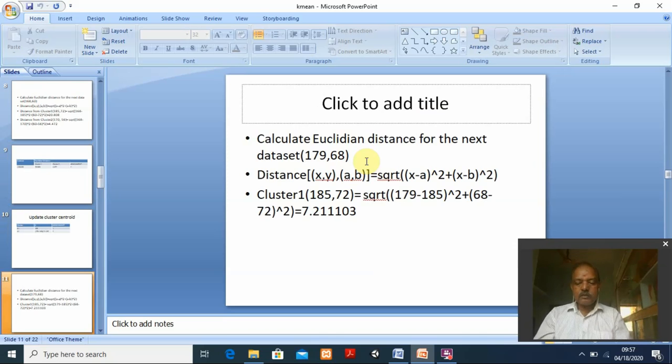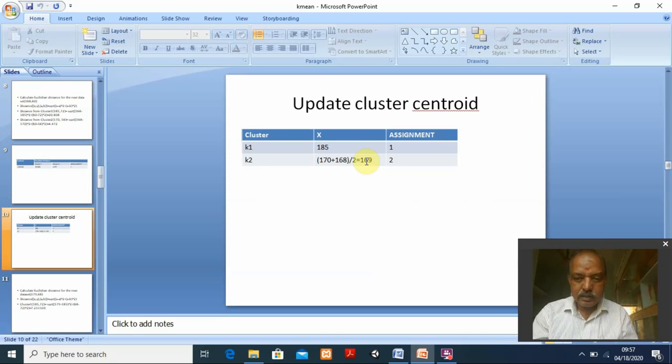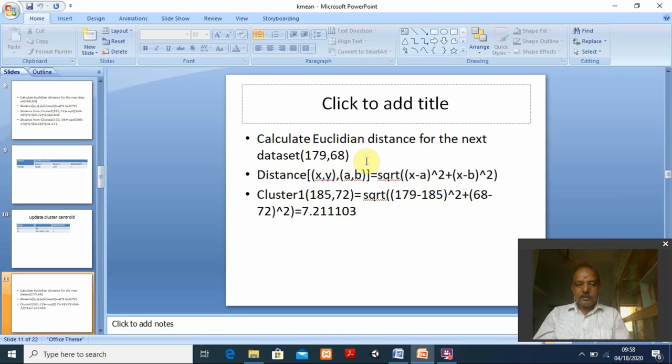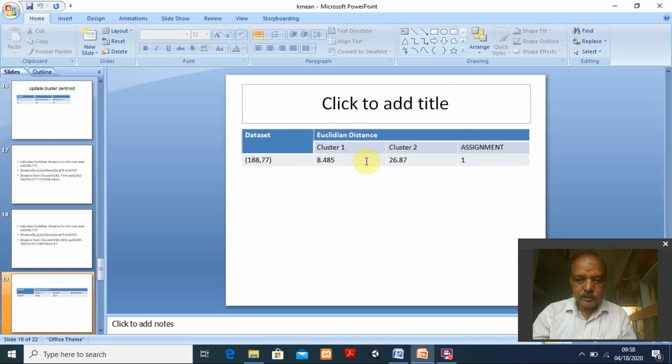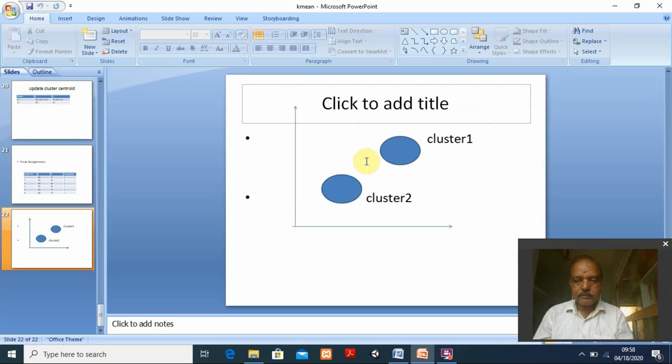So now, sorry, the average was 169, right? Now the same way we go on continuing, we go on assigning, and finally we assign all these points that I have shown you. Some of them belong to cluster 1, some of them belong to cluster 2. So I think I have given you the minimum you need to understand the K-means algorithm.